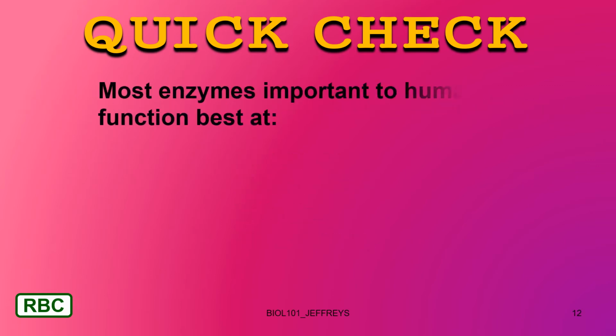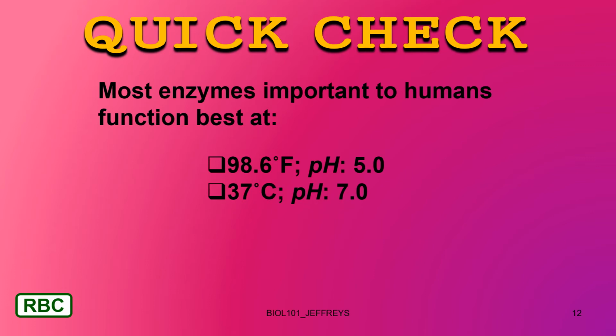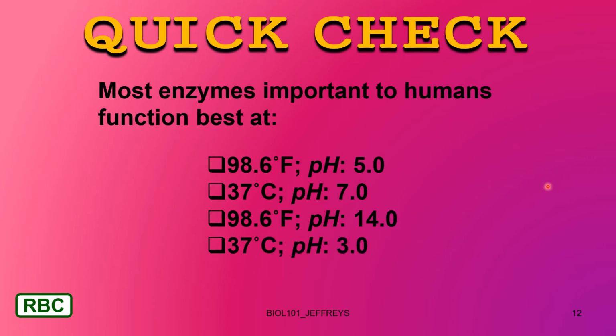Another quick check. Most enzymes important to humans function best at, so here we're talking about optimal homeostatic norms. Your choices are 98.6 degrees Fahrenheit at a pH 5, 37 degrees Celsius at a pH 7, 98.6 degrees Fahrenheit at a pH of 14, and 37 degrees Celsius at a pH of 3. So most enzymes, not including things like pepsin that work in the human stomach digestive system, function best at body temperature, which is your first criterion, and neutral pH. Those are the two things you're considering here.